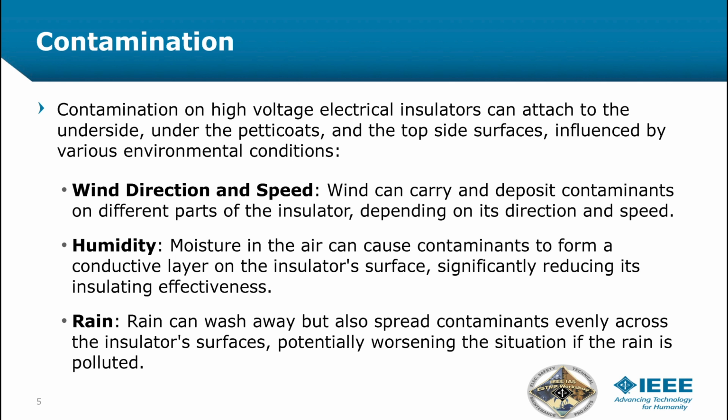Contamination on high voltage electrical insulators can attach to the underside, under the petticoats, and to the top surface, influenced by the various environmental conditions. Wind direction and speed can carry and deposit the contaminants on different parts of the insulator. Humidity, moisture in the air, can cause contaminants to form a conductive layer on the insulator surface, significantly reducing its insulating effectiveness. The rain can wash away contaminants, but also spreads the contaminants evenly across the insulator surface, potentially worsening the situation. If the rain is polluted, or if it's frozen, it tracks over the insulator, causing a failure.